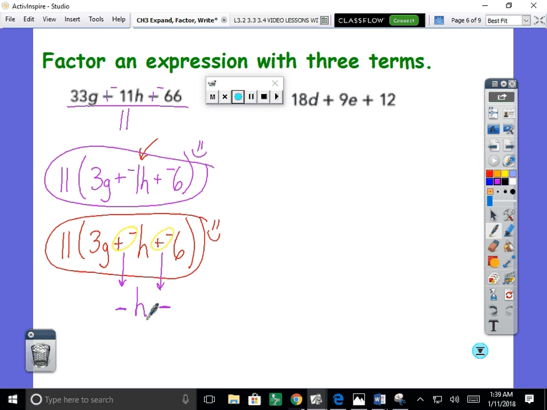Notice that H is sitting alone right now. These two symbols combine to make that subtraction. Look here. Plus a negative really is the same as subtracting. So I'm going to subtract 6 at the back. And this 3G, well, he never changed. He's still a positive 3G.